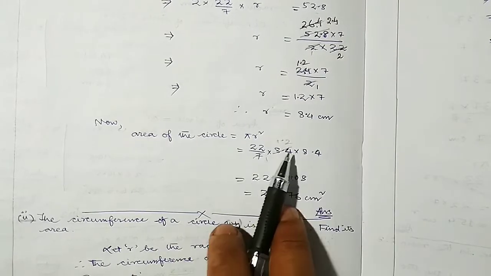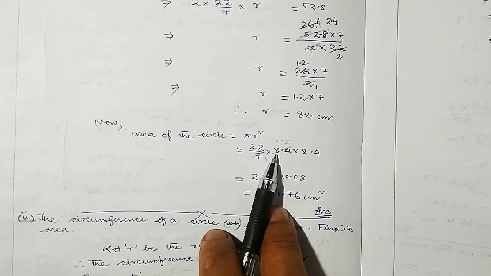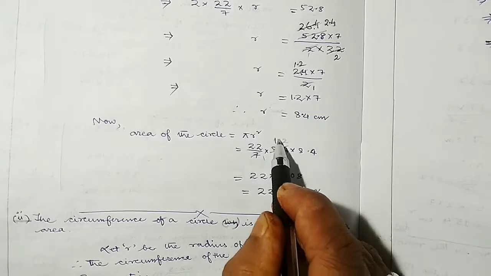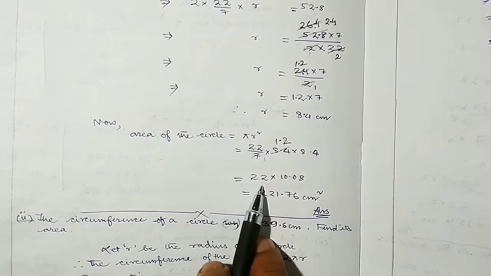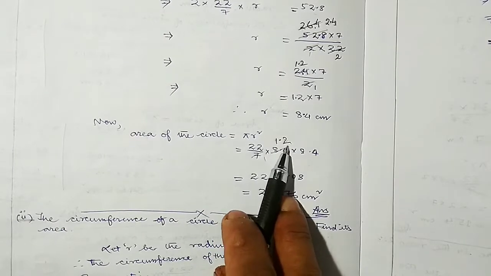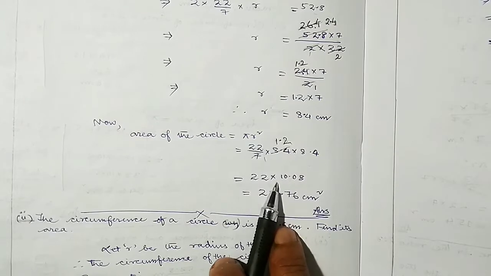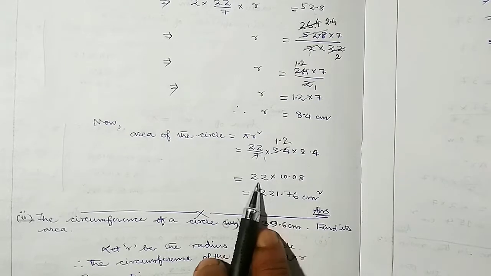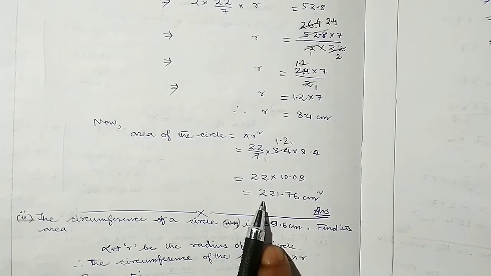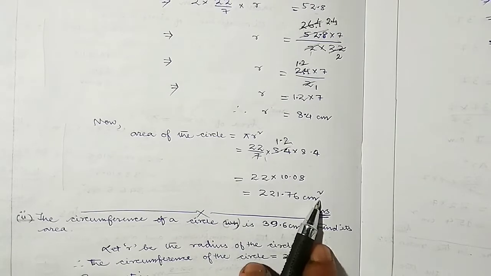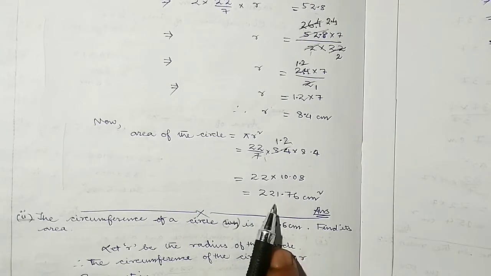Fine. Now if I cancel 7 and 8.4, I am going to get 1.2 here. So we are left with 22/7 into 1.2 into 8.4. If I multiply, we are going to get 10.08. Multiply these two, then we are going to get 221.76 centimeter square, and that is the required answer.